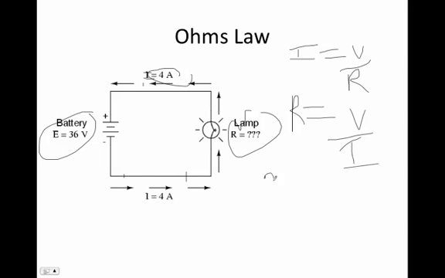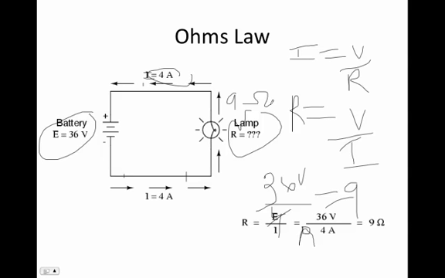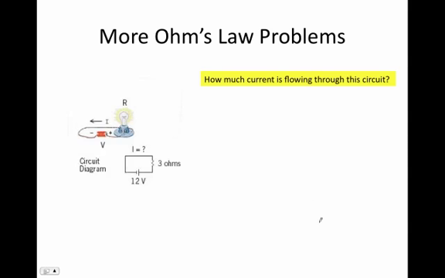What's V? 36 volts, and we divide by I, which is 4 amps, capital A, and that equals 9. 9 what? 9 ohms. And so there's the answer.